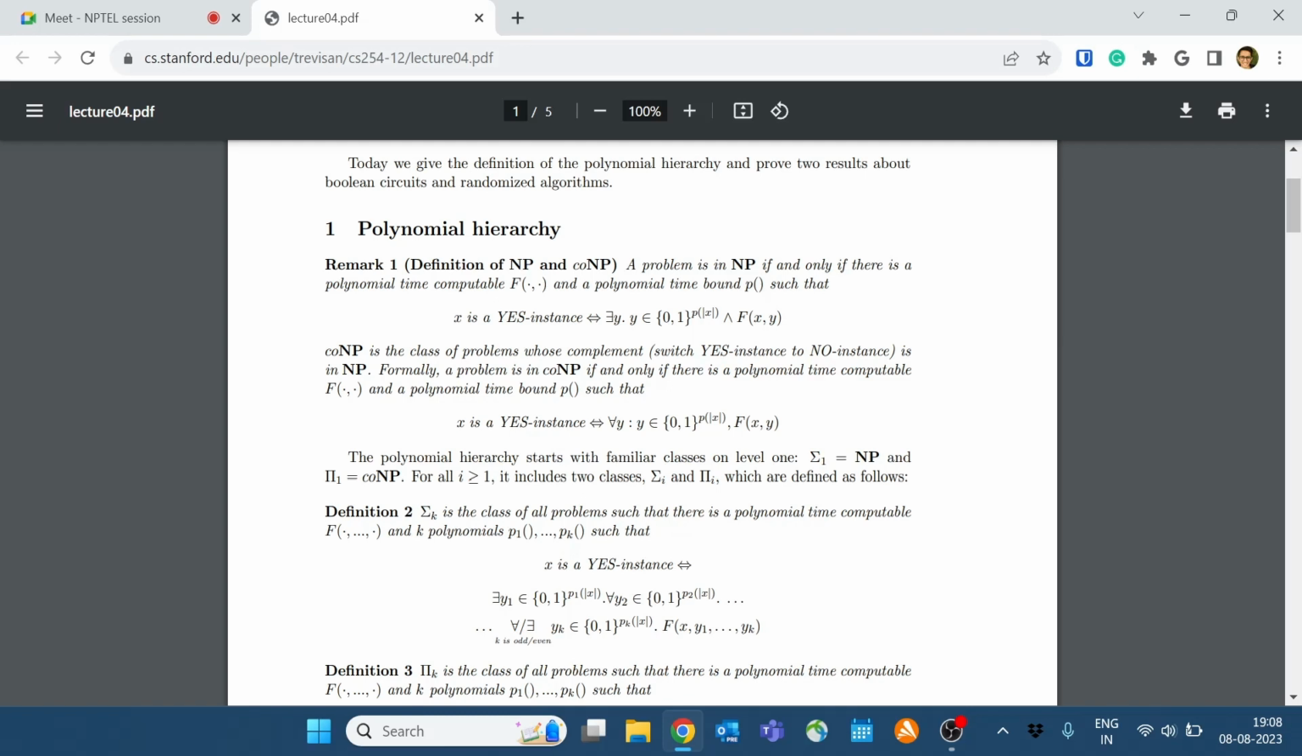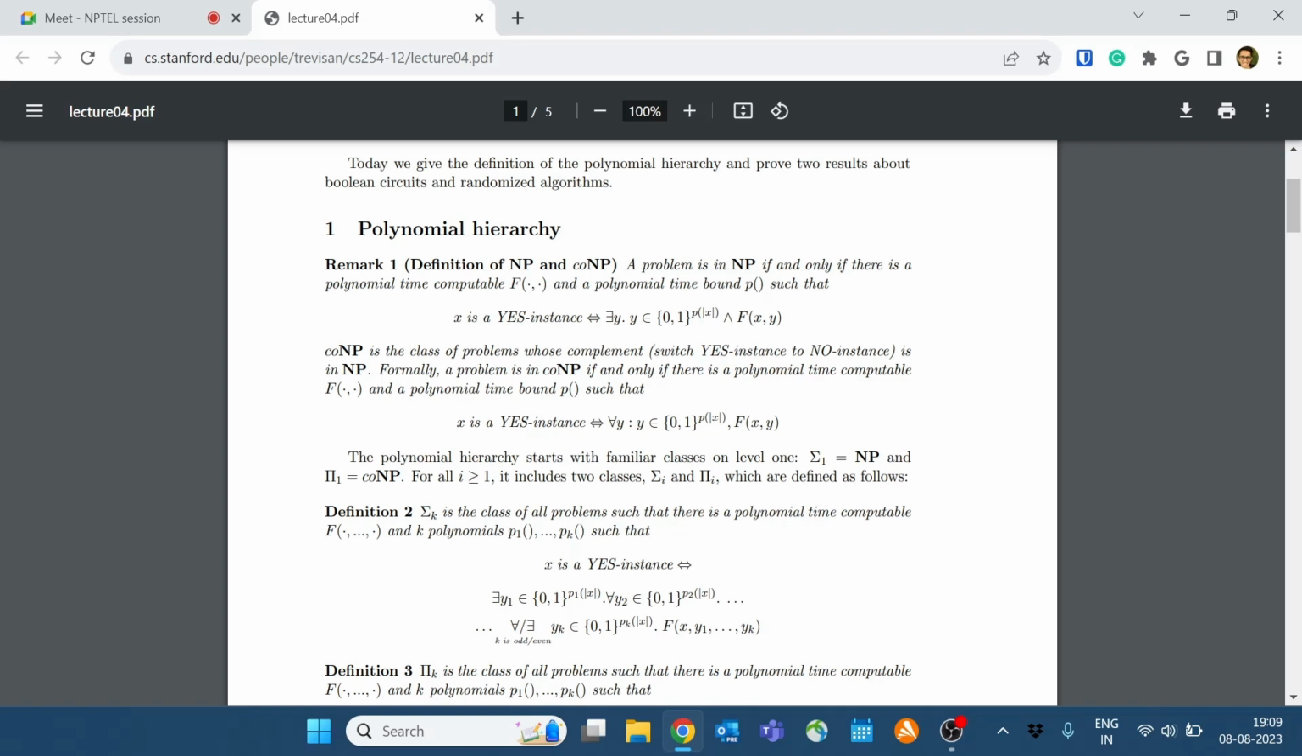So what is the contrapositive of this statement? x is a no instance implies, for all y, what's the negation of this? For all y in {0,1}^poly(x), f of x y is equal to 0. So if you do not pay much attention to this for all y thing, then f of x y should be equal to 0.